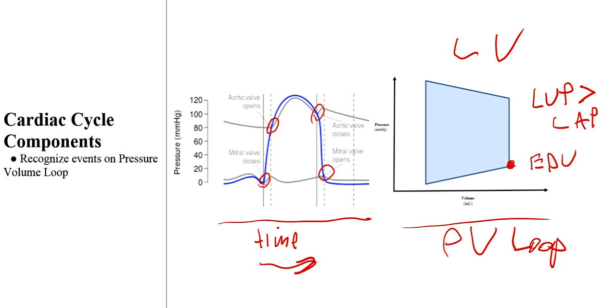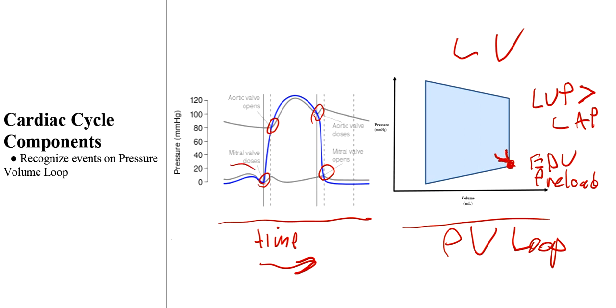What else can you call it? You can call it end diastolic pressure. You can call it preload, and actually you should call it preload because that's usually what it's called. So anyway, that's when the mitral valve closes, right here.